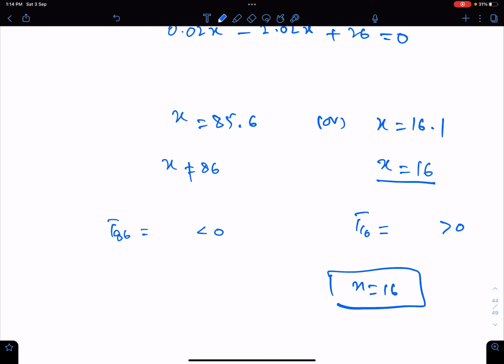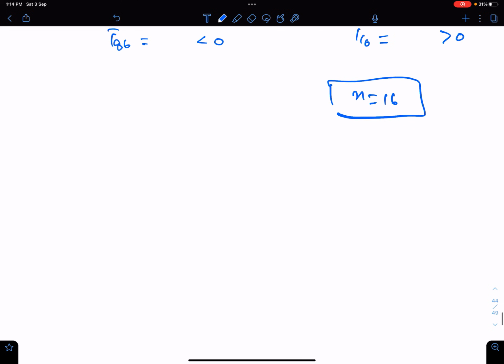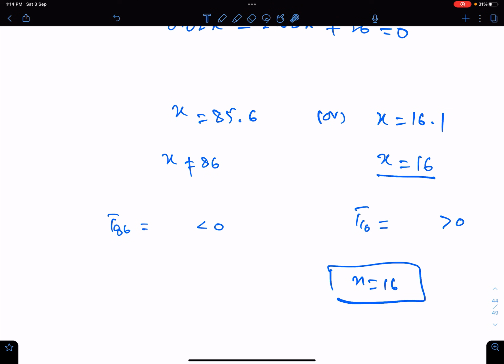Since both values are positive, we have to check our answers. With this, his weight loss is positive, and with this, it is negative, which is not possible. Negative weight loss is not possible. So this is the right answer.